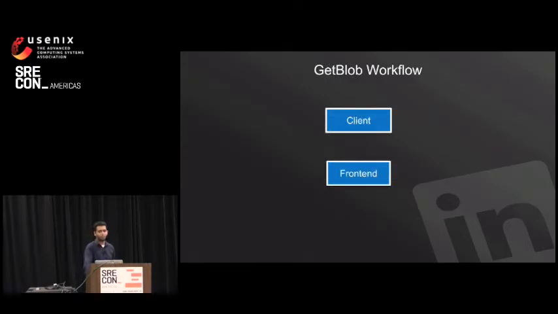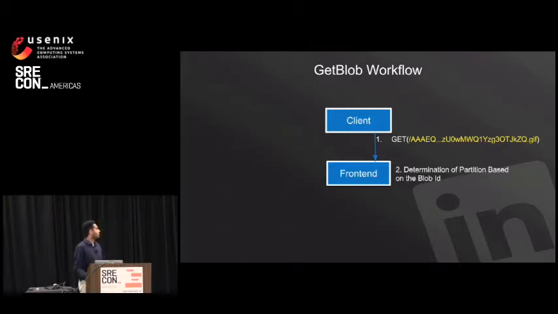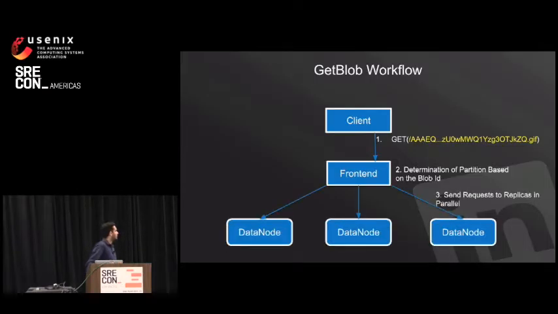Now, coming to the GET workflow, the client issues a GET along with a blob ID. The front end determines the partition based on what is in the blob ID. It routes the request to the appropriate server nodes, waits for one acknowledgement, and passes the blob back to the client.